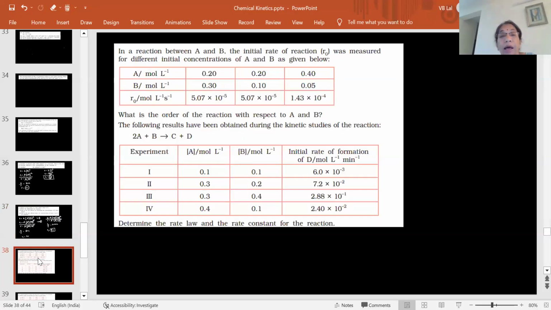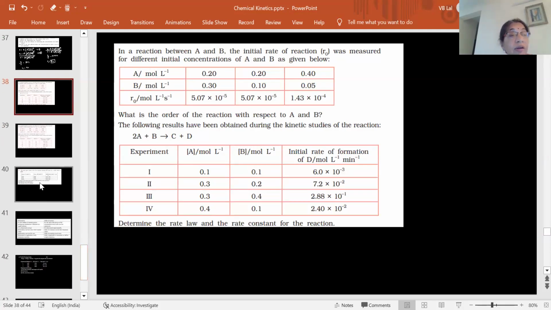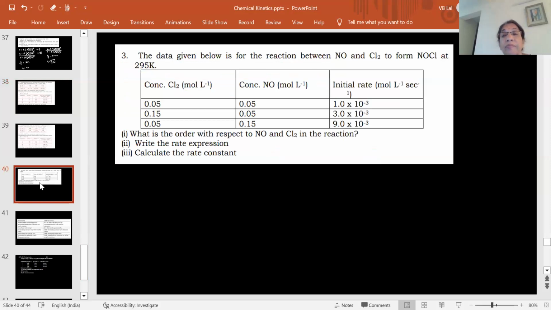Now we can apply this to simple questions. There are questions where, okay, so this is the initial rate method. This is a question based on which experimental data is given, and we have to calculate the order of reaction and write the rate expression and find the rate constant. So how will I do that? Now there are these questions which are given to us.